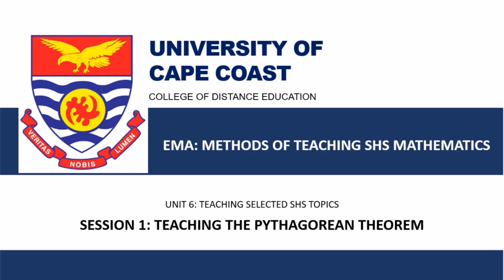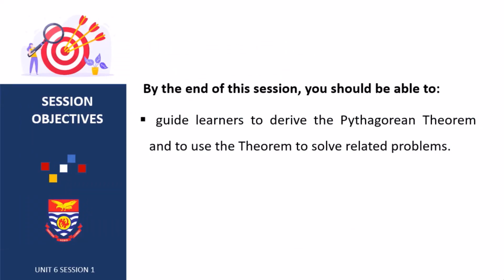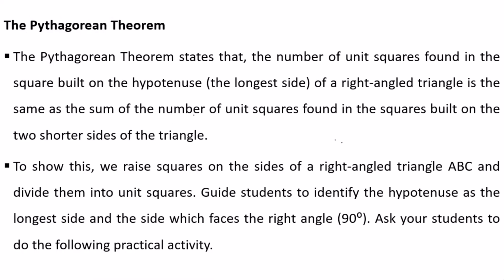At the end of this session, you will be able to guide learners to derive the Pythagorean theorem and use the theorem to solve related problems. The Pythagorean theorem states that the number of unit squares found in the square built on the hypotenuse, that's the longer side, of a right angle triangle is the same as the sum of the number of unit squares found in the squares built on the two shorter sides of the triangle.